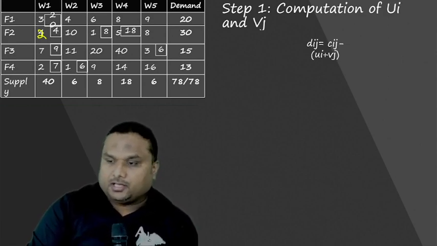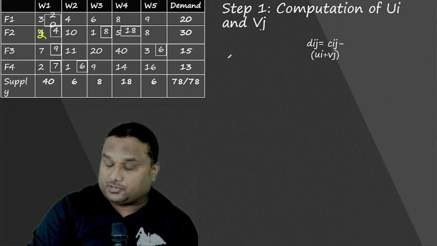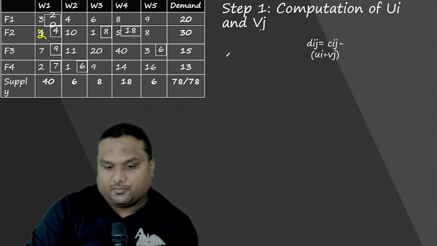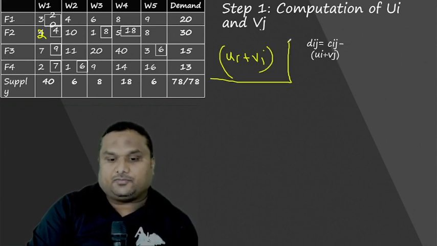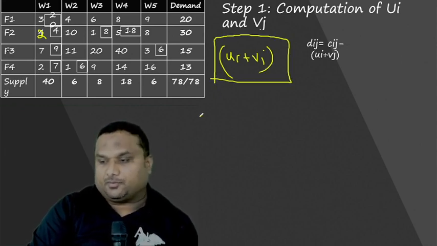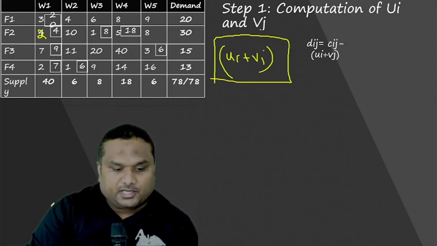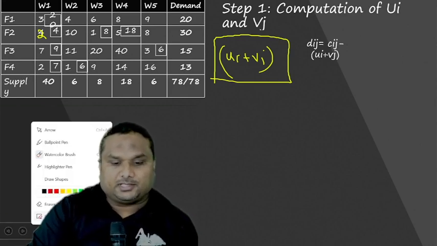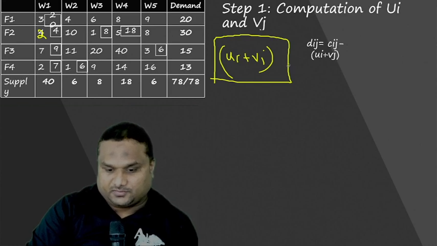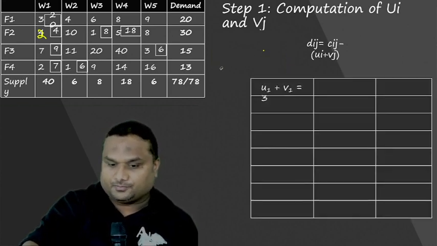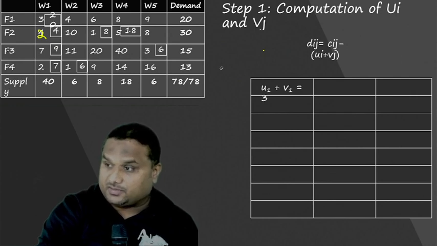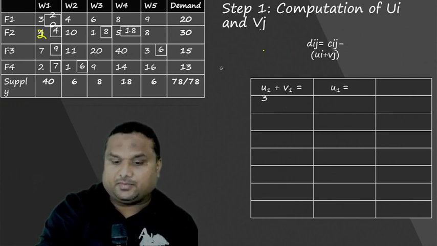Are you ready? 70% of the difficulty comes from computing the Ui plus Vj value. This is the one area where people face difficulty in computation. But if you do it properly, it's a very simple thing. Now let me compute the Ui plus Vj value. Everything I made with animation, okay.